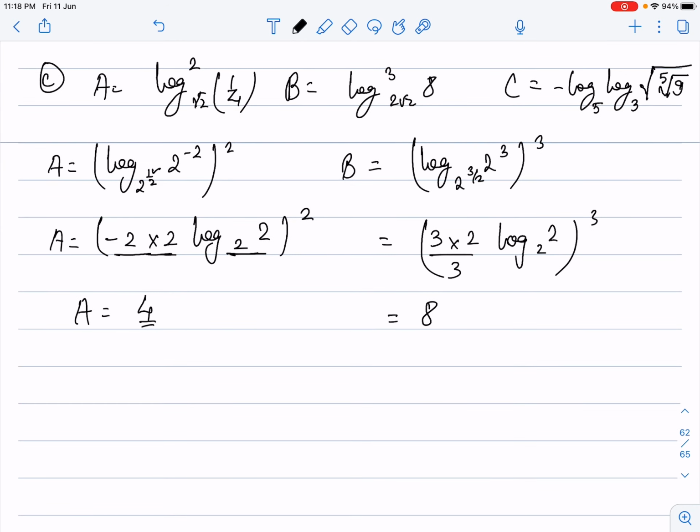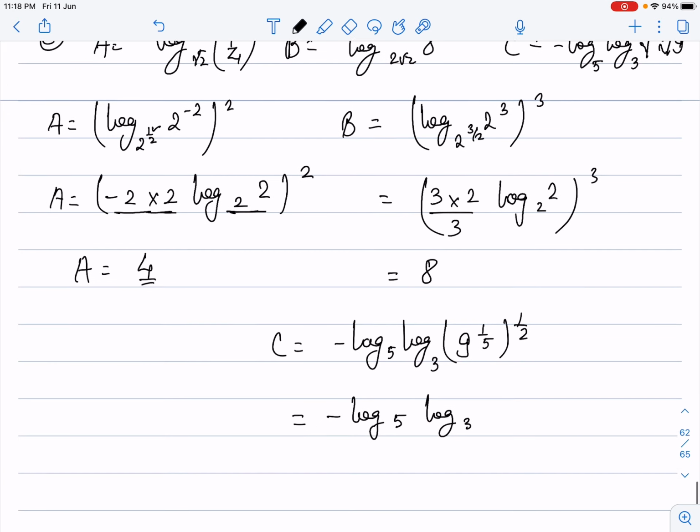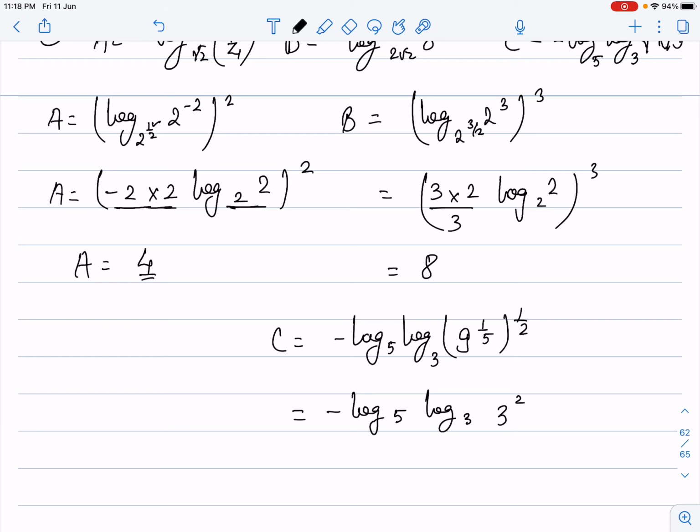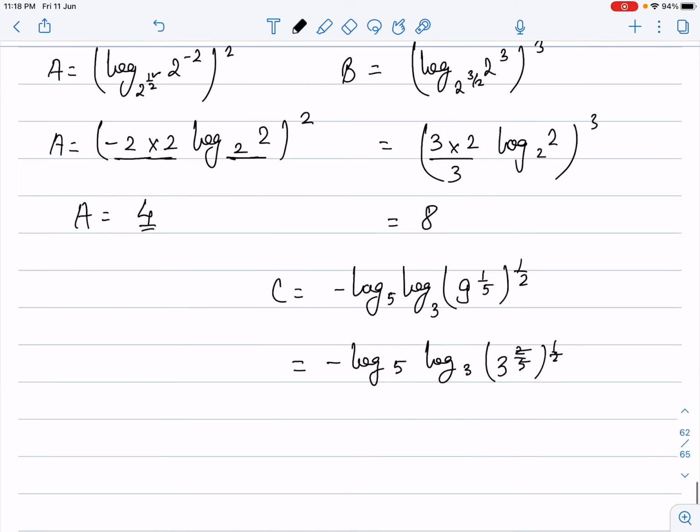Now let's proceed further and get the value of C. So C can be computed by writing log of 9 to the power 1 by 5 and then square root of it we are computing like this, 1 by 2 and base is 3 over here. Then minus times of log of base 5 is given over here. Then it will be minus times log of base 5, log of base 3 to the power 2 by 5 to the power 1 by 2. So this 2 will cancel this 2 over here.